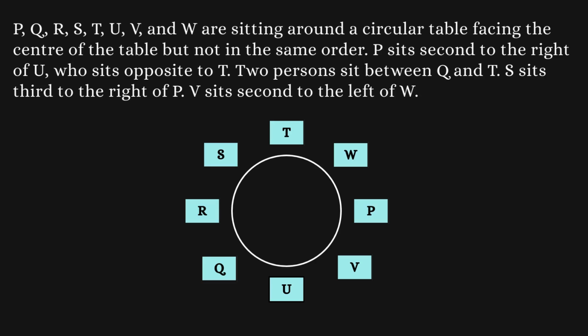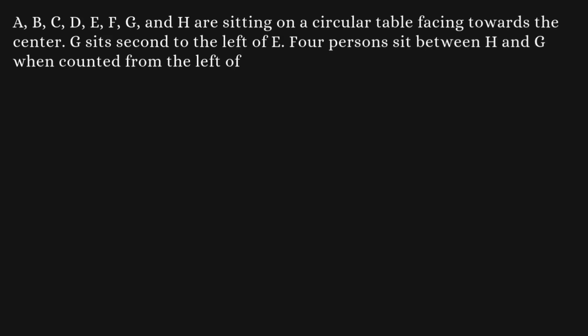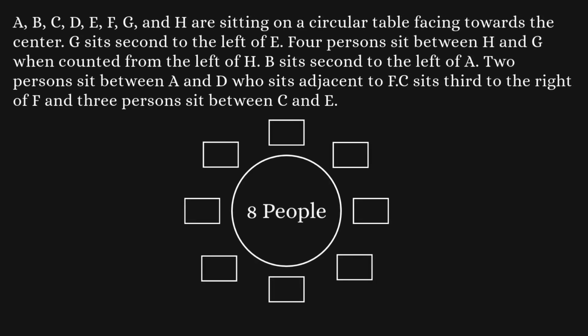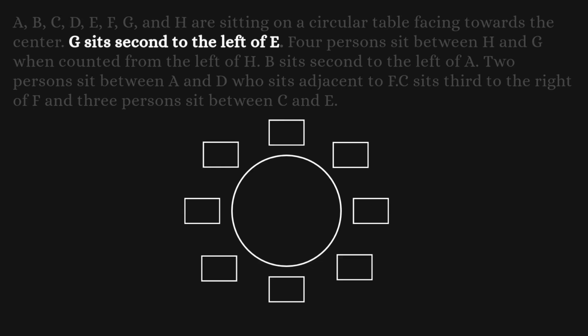Now let's solve another similar problem. Here we have A, B, C, D, E, F, G and H. Here again there are 8 people. First statement. G sits second to the left of E. Let's fix the position of E here. This becomes the left of E. First and second is where G will sit.